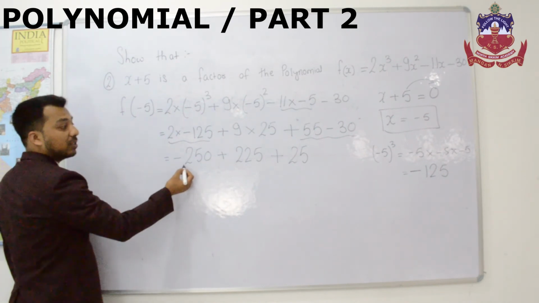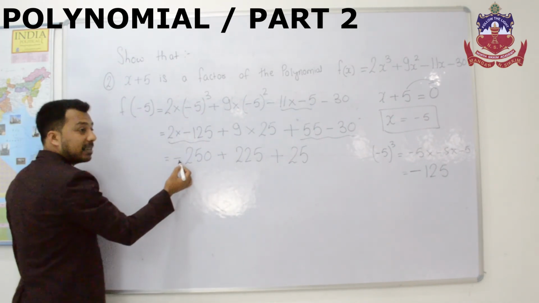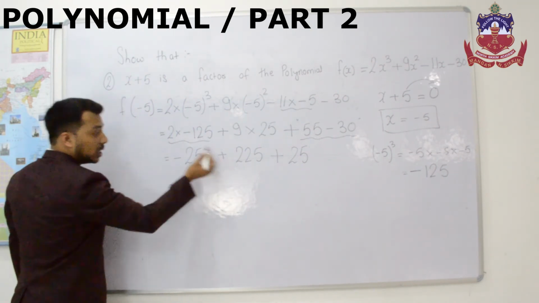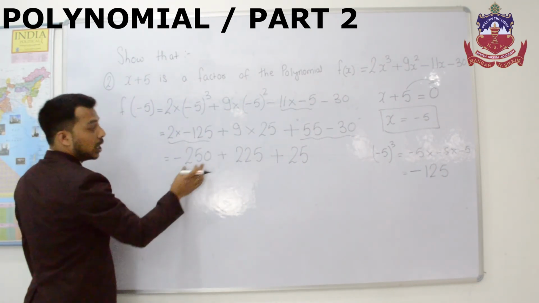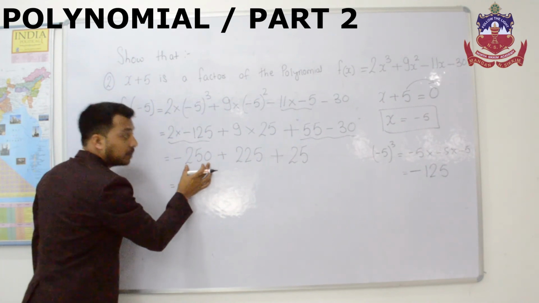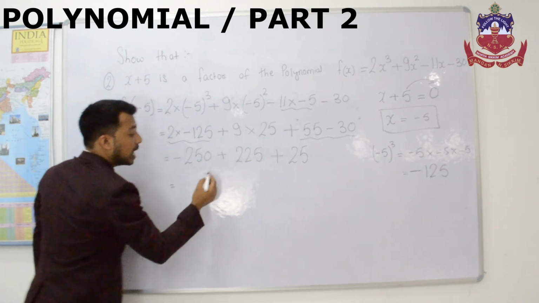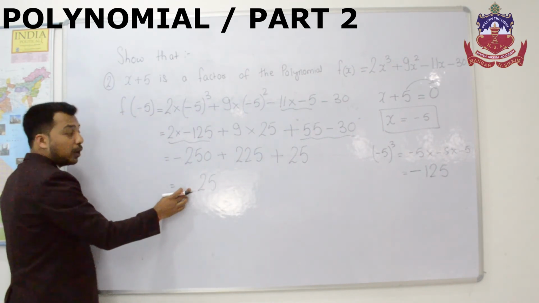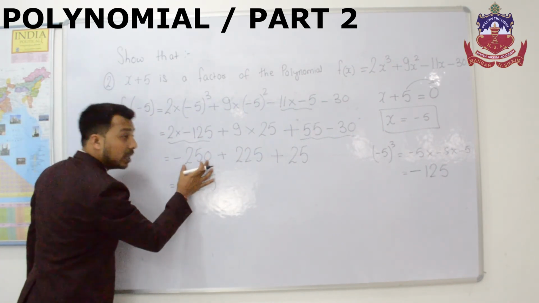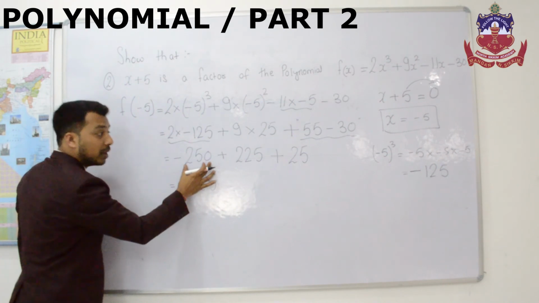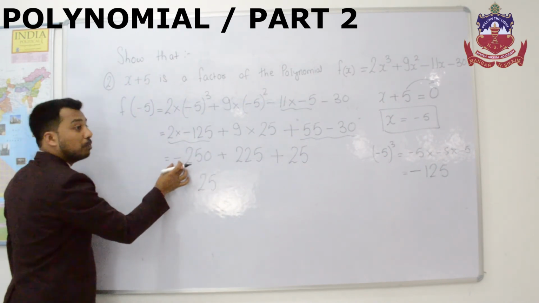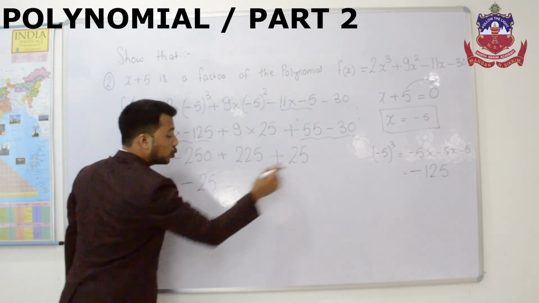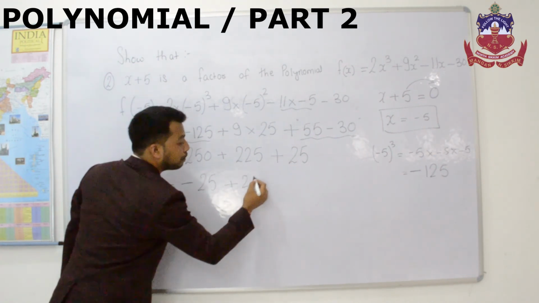Let's simplify the first and the second one. The first one has a negative sign, the second one has a positive sign. So plus into minus will give us minus. When we subtract 250 and 225, the answer that we get is 25. But we need to write its sign, which will be the sign of the bigger number. So 225 is the bigger number. So we write its sign, that is minus, in front of 25. And the last one, that is plus 25, will be the same.